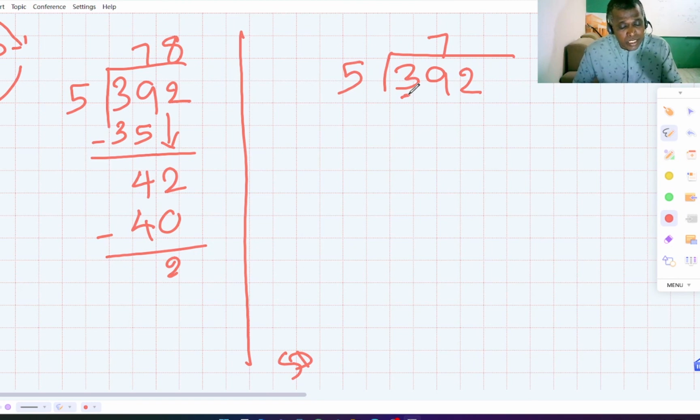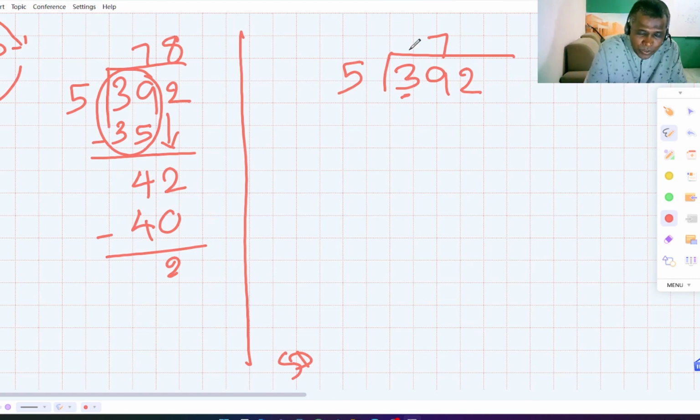That means this part you are doing is using the brain. 35. Count forward until 39. 35, 36, 37, 38, 39. How much are you getting? 4. You are getting 4. 4 is coming as the remainder.